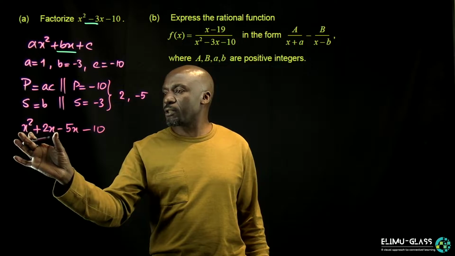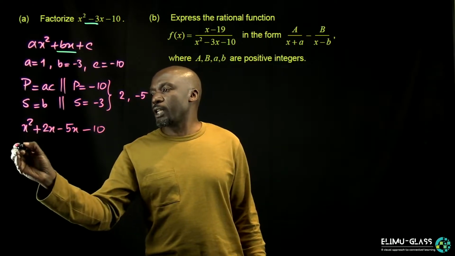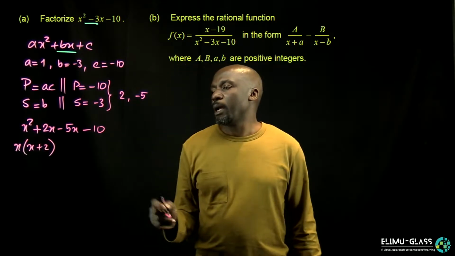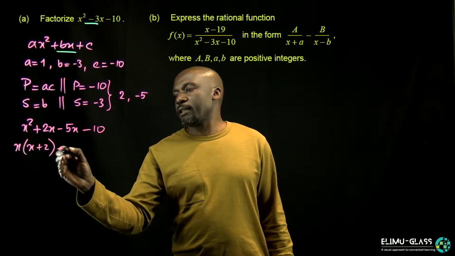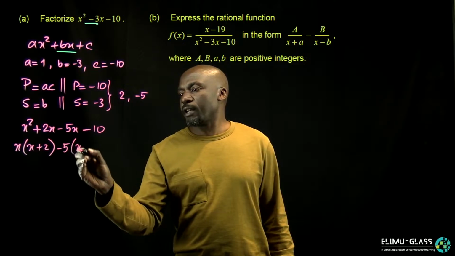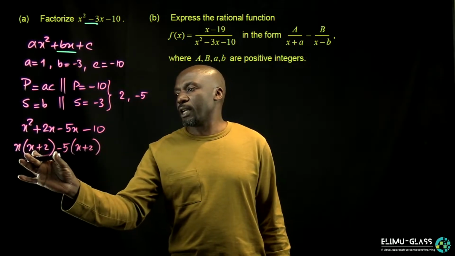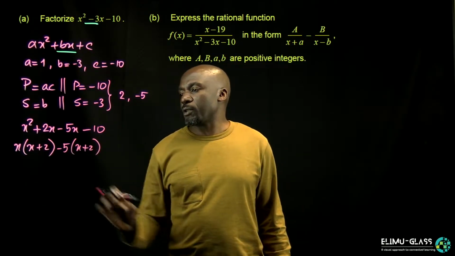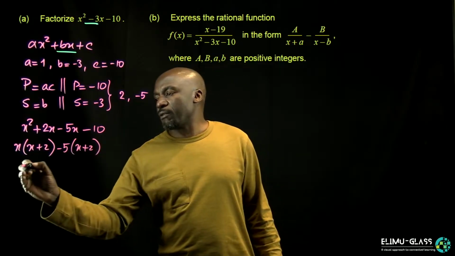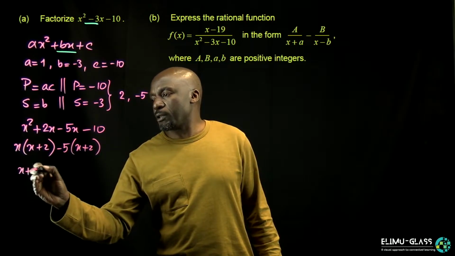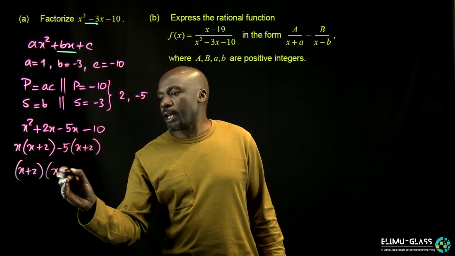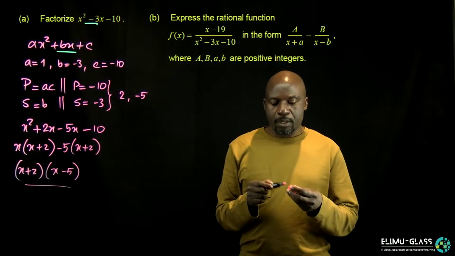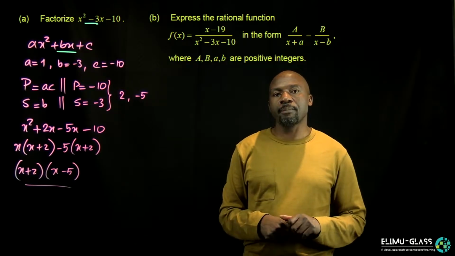If we look at the first 2 terms, x is common, so we can take x outside, and we have x plus 2. Looking at the next 2, -5 is common, so we have x plus 2. Always, the terms in the bracket will be the same. Now, x plus 2 is common here, and therefore we can factorize it out, and we have x plus 2 times x minus 5. And so we have factorized the expression in part A.